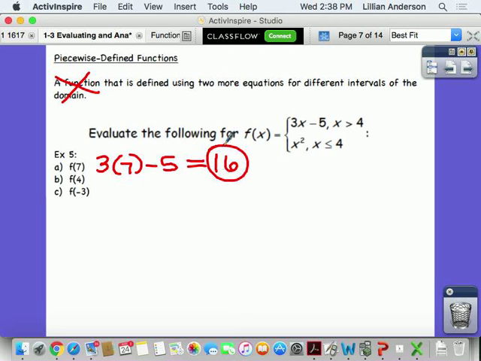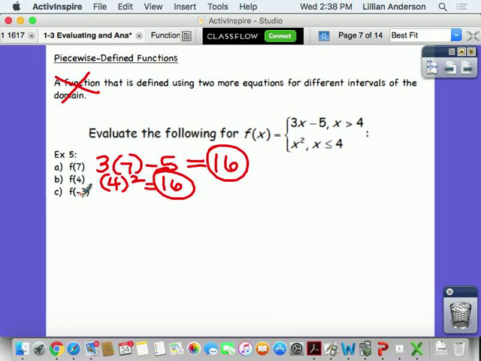4, is it greater than 4 or less than or equal to 4? It's in the less than or equal to. So we're going to plug it into x squared. So it's going to be 4 squared, and what's that? 16. Will it always be the same numbers? No. It just happens to work out that way.